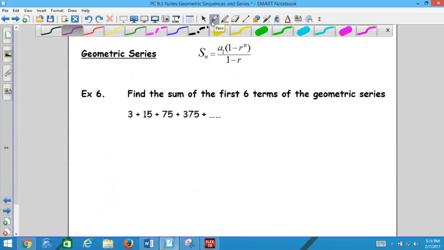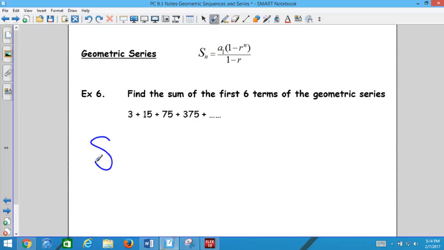All right, on the back of the paper, we have a new formula. This is the sum of the geometric series. So find the sum of the first 6 terms of the geometric series. I'm going to do S sub 6, we're doing 6 terms, equals, my first term is 3, multiplied by 1 minus, now I don't know my rate yet.